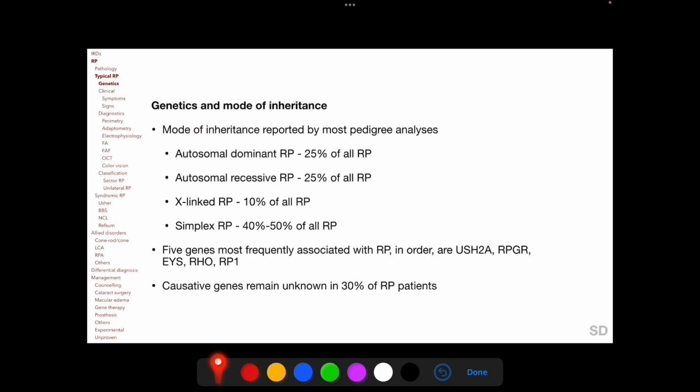Mode of inheritance reported by most pedigree analysis suggests that autosomal dominant retinitis pigmentosa and autosomal recessive retinitis pigmentosa each contribute to 25% of all retinitis pigmentosa patients. X-linked retinitis pigmentosa contributes to 10% of all retinitis pigmentosa patients, but patients with simplex RP, none of whose family members are known or found to be affected, comprise 40 to 50% of all retinitis pigmentosa patients. And so far as the causative genes are concerned, the 5 genes whose mutations are most frequently associated with RP in order are USH2A, RPGR, EYS, RHO, and RP1, but causative genes remain unknown in 30% of RP patients when considering all modes of inheritance.